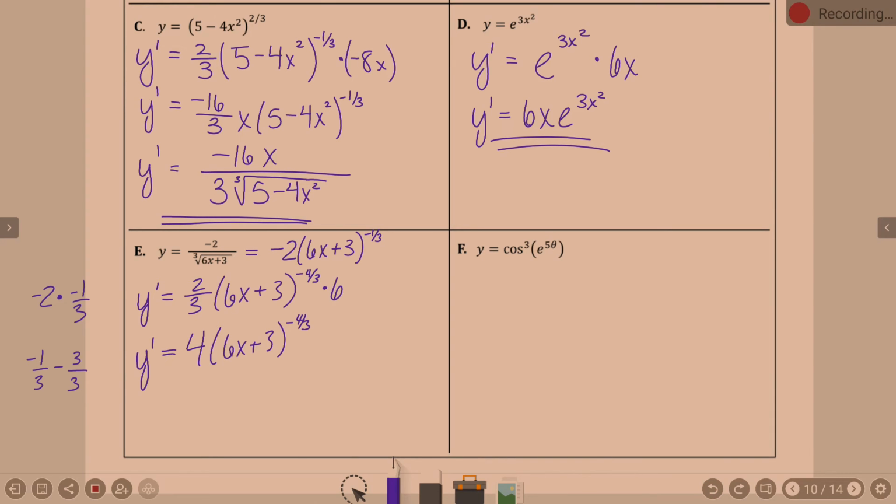If we get rid of that negative exponent, as we should, it's 4 over the cube root of 6x plus 3 to the fourth.